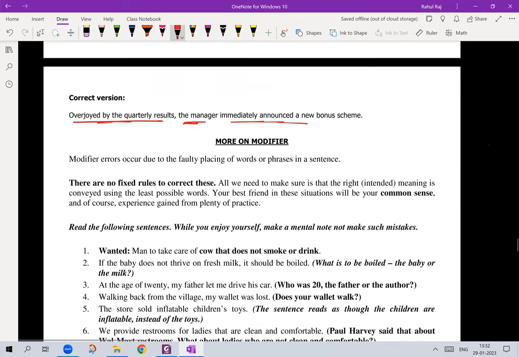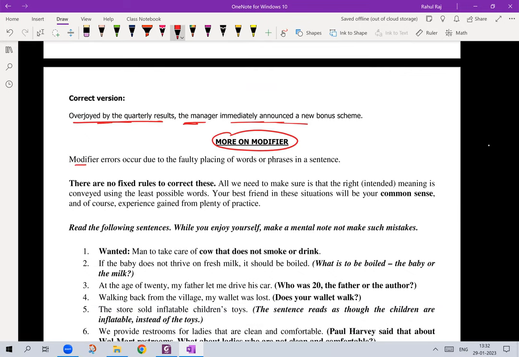So it says misplaced modifiers. It says modifier error occurred due to faulty placing of the word or phrases in the sentence. There are no fixed rules to correct this. All we need to make sure is that a right meaning is conveyed using the least possible words. Your best friend in this situation will be your common sense. And of course, experience gained from plenty of practice.